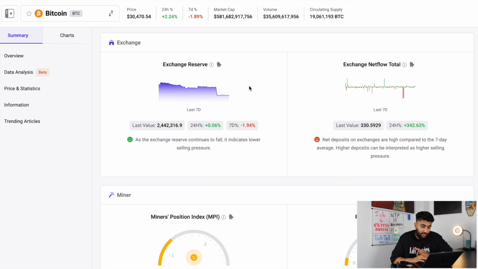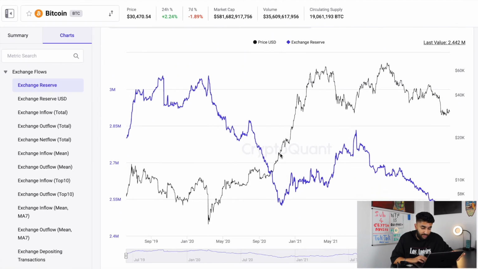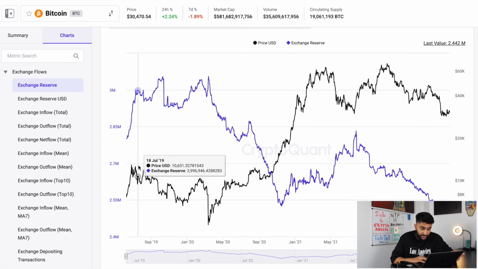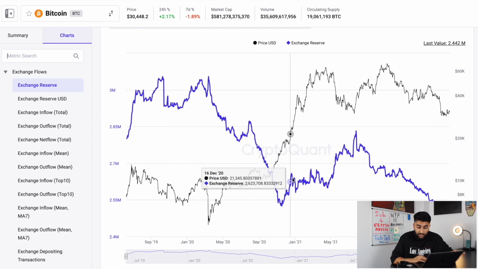And to show you I'm not lying, if we click, we can now go in a bit deeper. This black line is the price of Bitcoin, and the blue line is the exchange reserves. We can see when the price of Bitcoin is low, we have a high exchange reserve. And as we move across, as the price of Bitcoin shot up, the exchange reserve levels dropped.